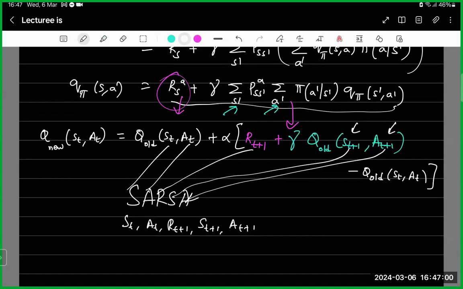So now you know how to do control with TD. What you'll do is you'll start with some arbitrary soft policy like epsilon soft policy, or you can take a uniformly random policy if you want. You just start with some random policy, and then you estimate that policy using this update rule, and then you epsilon greedily improve that and get a new policy.